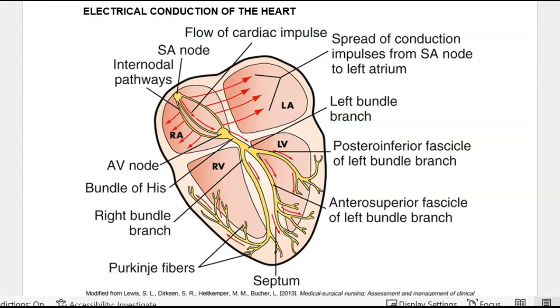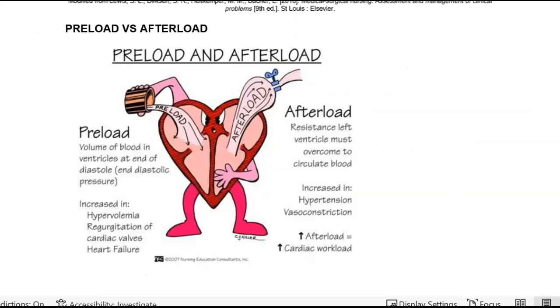Electrical conduction through the myocardium. You can find this on page 372 of your textbook. It's figure 24.1. So this picture shows the flow of cardiac impulse. It originates from the SA node to the AV node, then goes to the bundle of His, then to right and left bundle branches, and then to the Purkinje fibers.